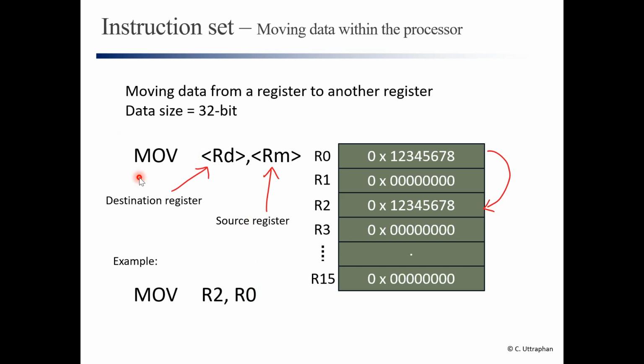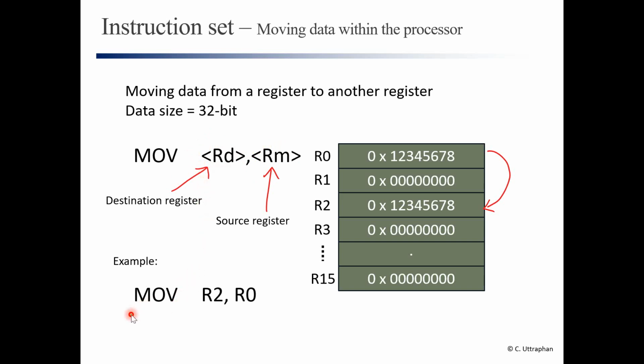We will start with a simple move instruction, which is the instruction to move the data from a register to another register, the MOV instruction. The format is like this. This we call an opcode and this we call the operands. In this example, there are two operands. Rm is the source operand, and Rd is the destination operand.